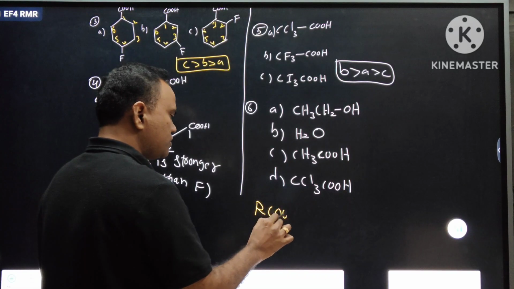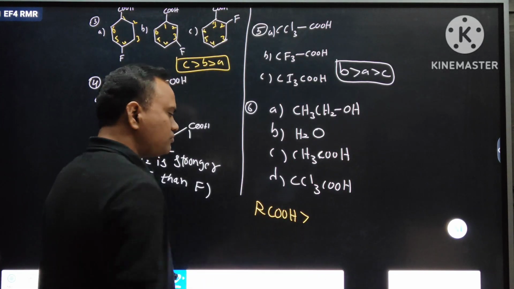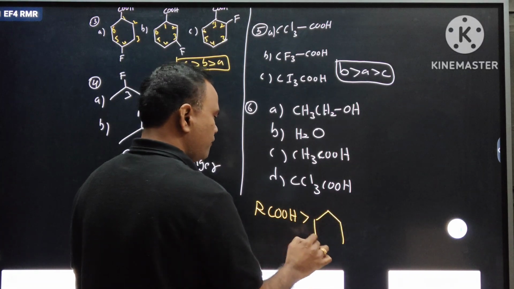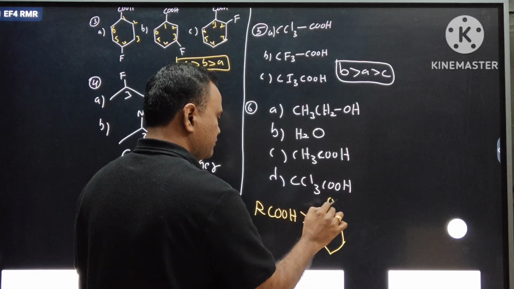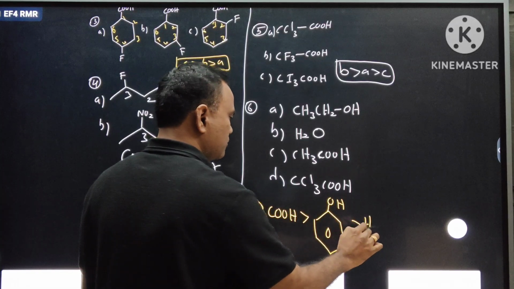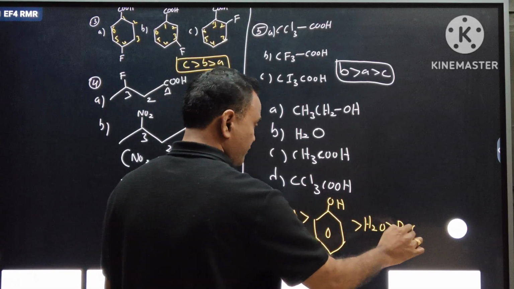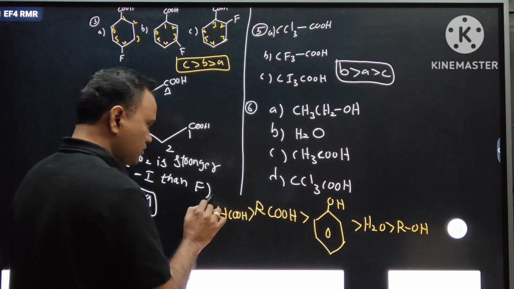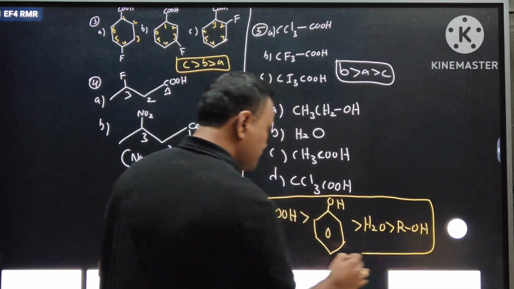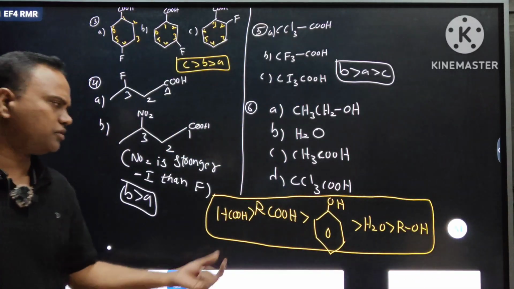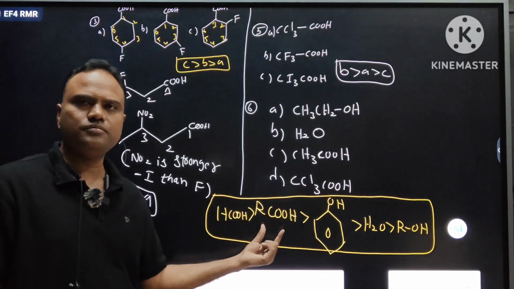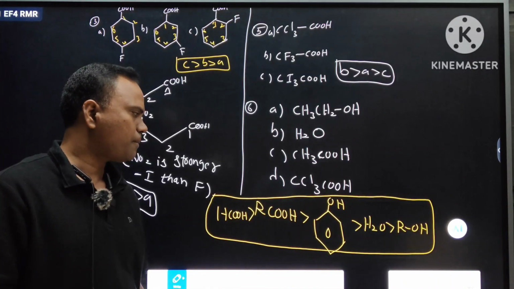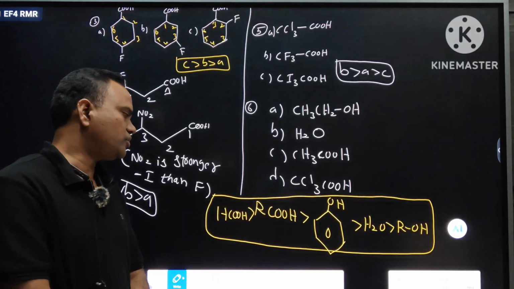See, for new students, I will give you an order. As a generalization, carboxylic acids are more acidic than phenol. Phenol is more acidic than water. Water is more acidic than alcohol. This is the general order. Even you can add formic acid also. Formic acid is more acidic than RCOOH; formic acid is also a carboxylic acid only. Formic acid, carboxylic acids, phenol, water and alcohol.